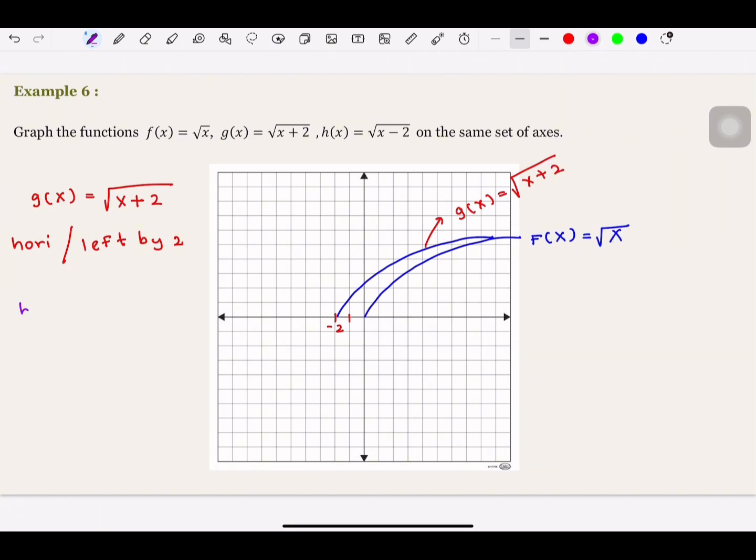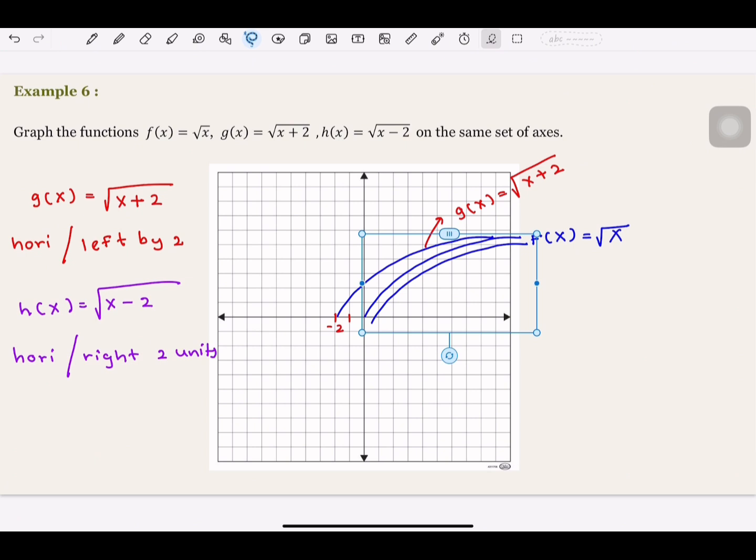Then you're going to do h of x, which is square root of (x negative 2). Again this is a horizontal shift, and remember this is going to be a right shift, because you have negative 2 here, by 2 units. So again, I'm going to copy my parent function and move that to the right by 2 units. So this is my h of x.